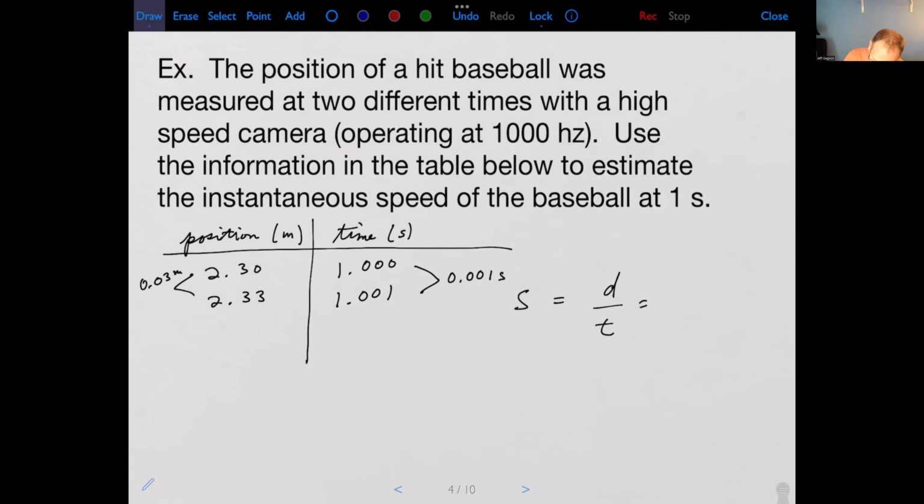So now if I take 0.03 and divide that by the small elapsed time, 0.001, this is meters per second, and that should give me at least a pretty good estimate of the instantaneous speed at 1 second. If you divide that out, you're going to get 30 meters per second. So that's a good estimate of the instantaneous speed right at 1 second, because I'm calculating it right around 1 second, and the time interval is very, very small.